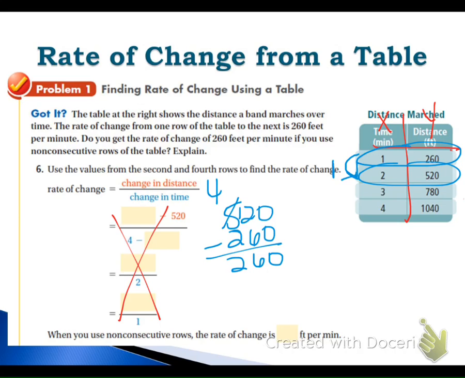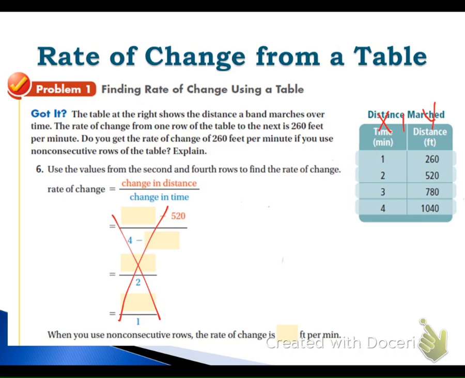Slope says that this change should be constant. That constant rate of change of 260 feet per minute shows that it didn't matter what the time was, you could just simply add the 260 for each minute.